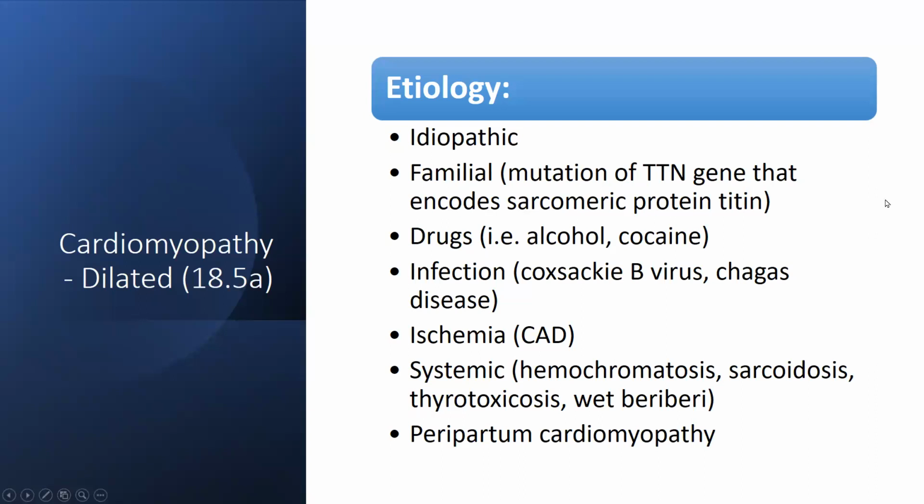Drugs can affect this or cause this, alcohol, cocaine being some. Infection, Chagas disease, or even Coxsackie-B virus can be commonly associated. Ischemia, there can be systemic causes, and even peripartum cardiomyopathy. So lots of different etiologies. I wouldn't necessarily worry as much about knowing all of them. Know that idiopathic is oftentimes what they end up calling it for the majority of cases. I'd say idiopathic or familial genetic.